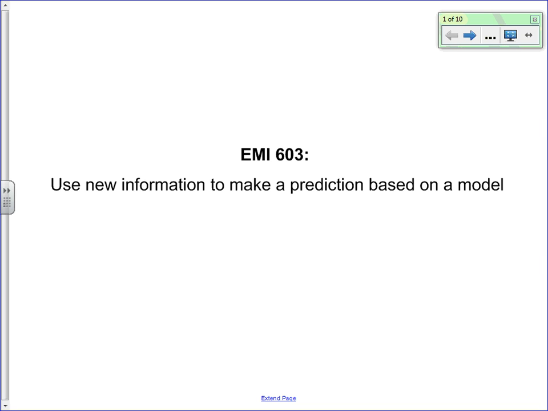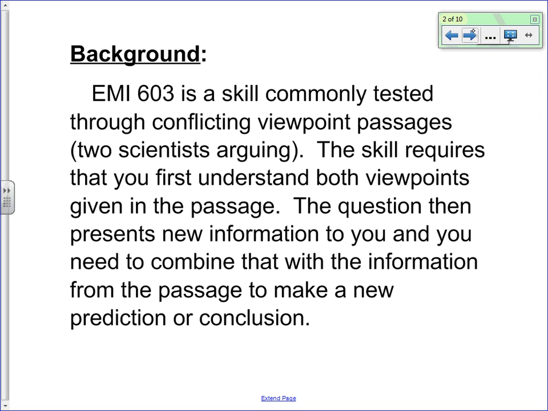EMI603 superlab. Use new information to make a prediction based on a model. Before you get started watching the video for today, you should make sure you have the EMI603 skill sheet in front of you so that you can follow along with everybody in class. We're going to get started by reading through the background information on the skill. We have a volunteer to read the background information on the skill.